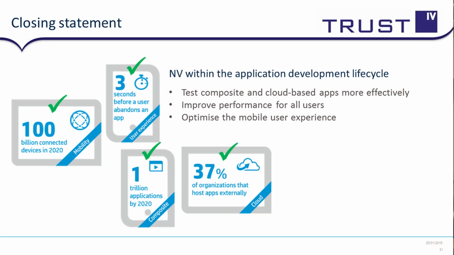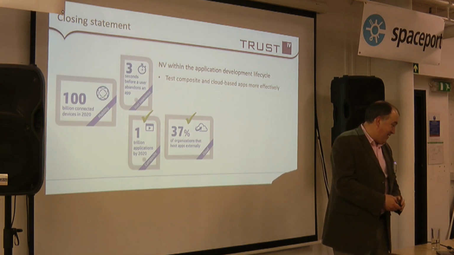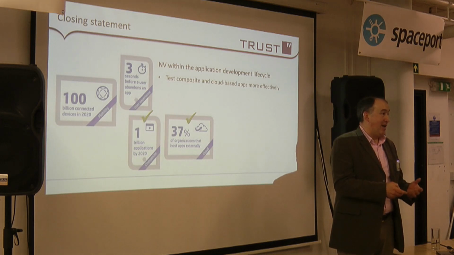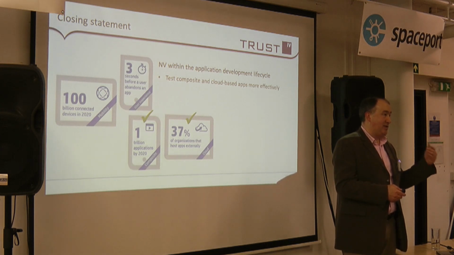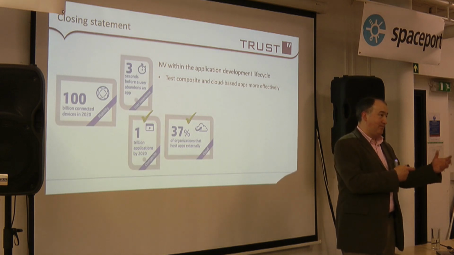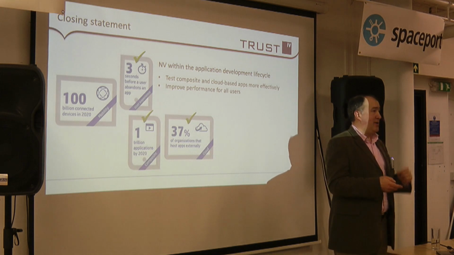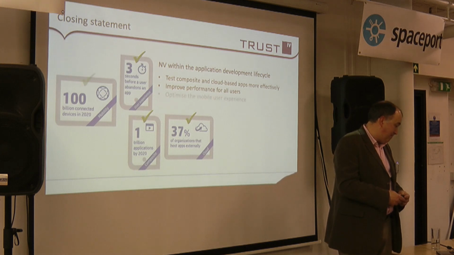So obviously, we've been talking about using network virtualization in the application lifecycle and looking at some of the pros and cons of it. More pros than cons, I would hope you'd agree. It gives you the option to test composite and cloud applications more effectively than in a standard environment, because you can look at the performance impacts of putting servers in different places, even if they stay in the same place, and just virtualize the fact that they're somewhere else. You can also optimize performance for users of mobile or high-speed LAN devices.